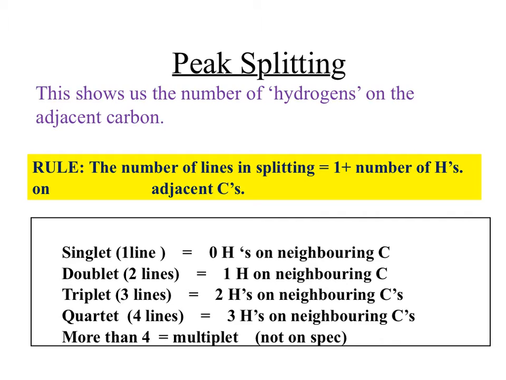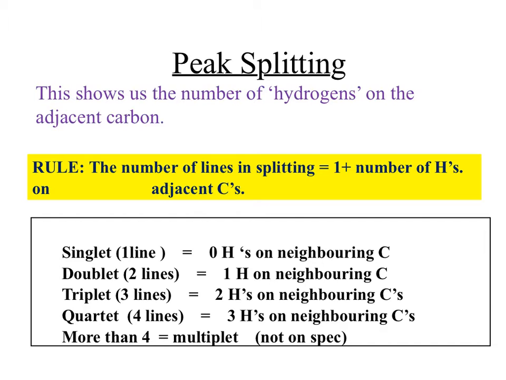So we've said before that it shows us the number of hydrogens on the adjacent carbon, and the rule is there for you. The rule is that the number of lines in the splitting is 1 plus the number of hydrogens on the adjacent carbon. Now this will be a bit more clear when we look at a couple of examples.